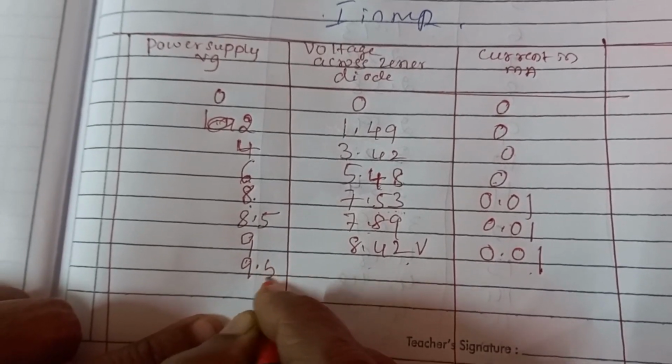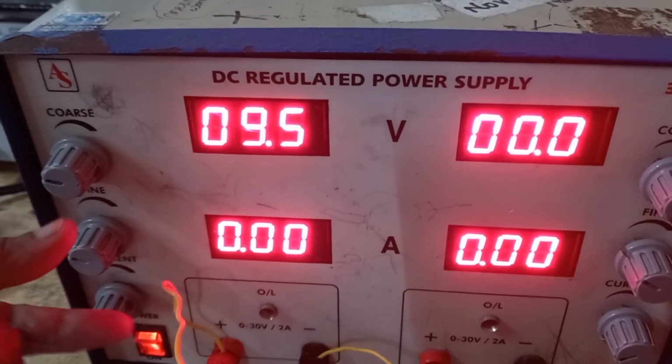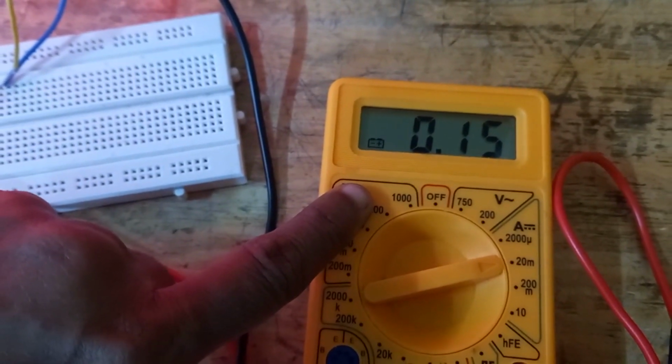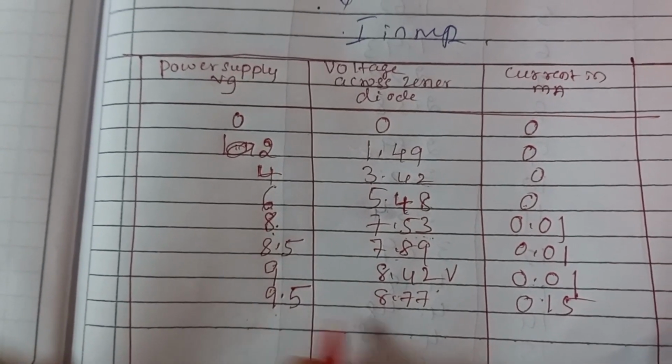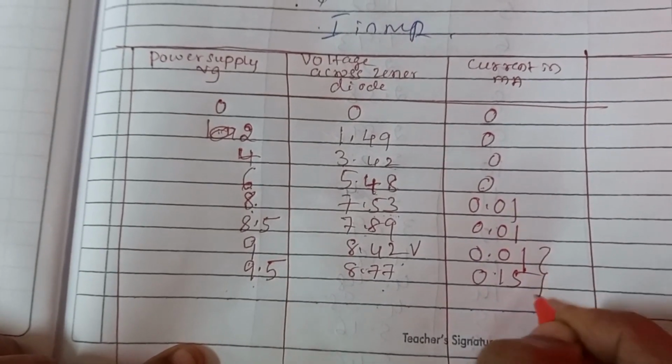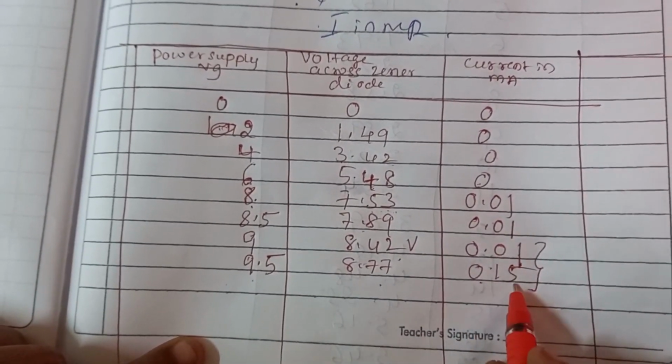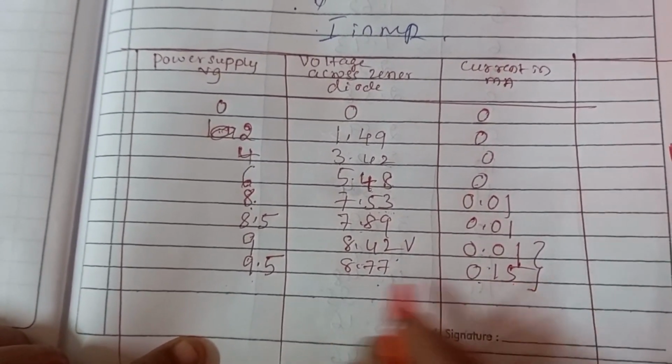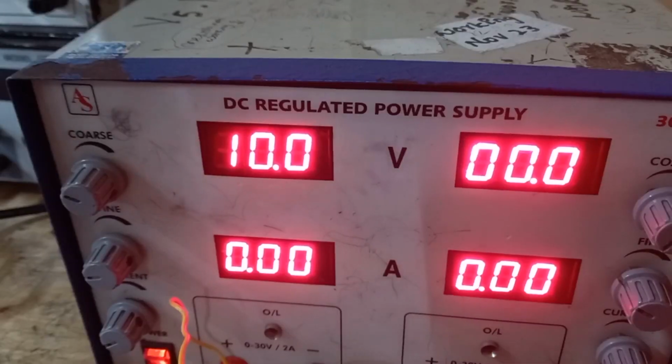Now I will make it 9.5 volts. At 9.5 volts, voltage is 8.77. Current started flowing now. It is 0.15. 9.5, 8.77 voltage across the Zener diode. Current is increased. You check these two readings. Earlier it was 0. Now it is becoming 0.15 milliamps. Now I will make it 10 volts.